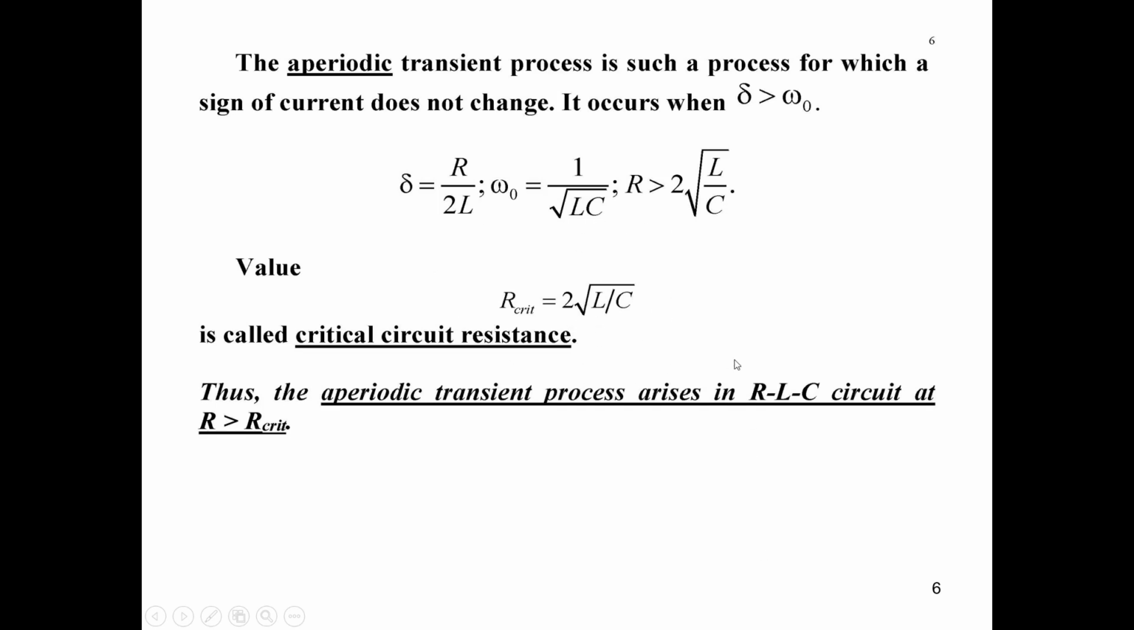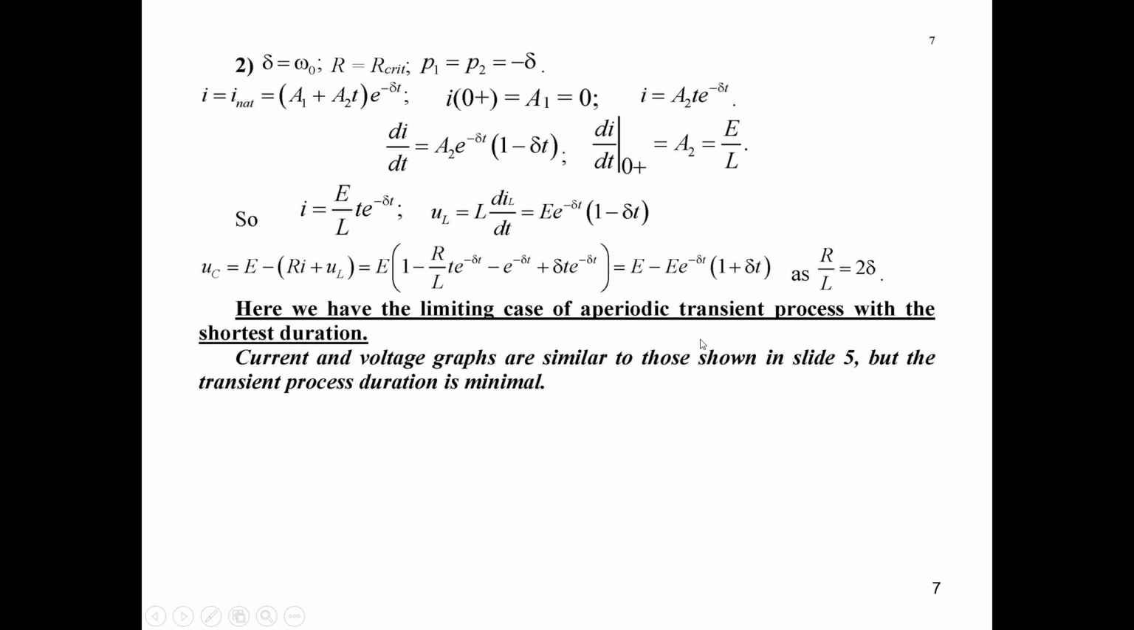I have told you in the previous semester that this characteristic value, square root of L over C, will be used many times later on. So let's consider the second case, when delta is equal to omega 0.